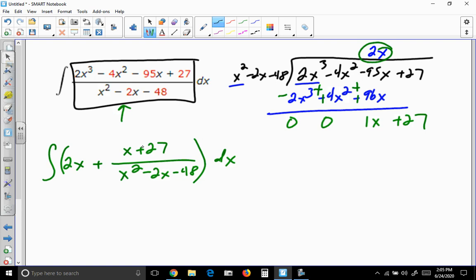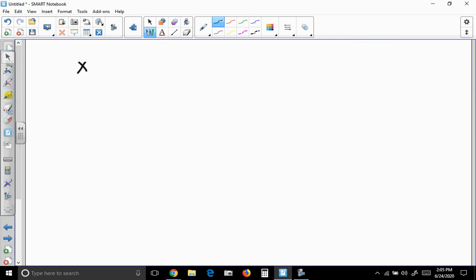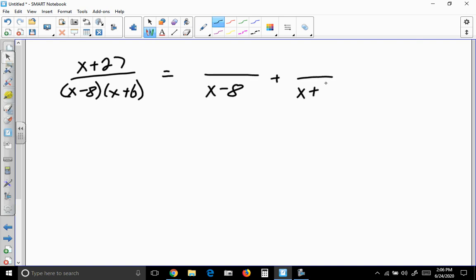So as we did on the last one, we're going to break this apart. If we just picked the denominator to be u, the top is not going to be du, and it would be messy to try to make that happen. So what we can do is factor the denominator into x minus 8, x plus 6, and then find out how we can rewrite this fraction into two separate fractions. How can we take x plus 27 over x minus 8, x plus 6, and rewrite that as something over x minus 8 and something over x plus 6?